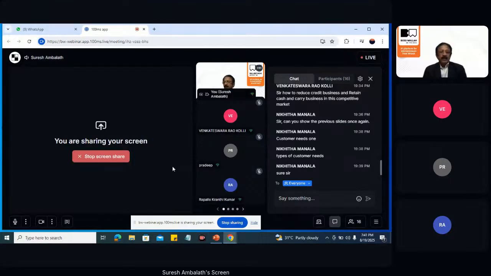So a check is just a paper. There is no point in collecting PDC on credit business. So completely erase, slowly, the credit business and bring in the cash business. The procedure I told you earlier, how to reduce the credit business and convert it into the cash business. Otherwise, what will happen?